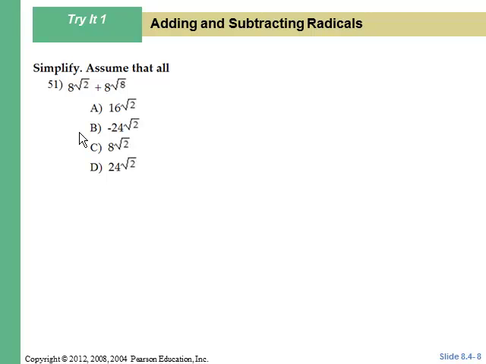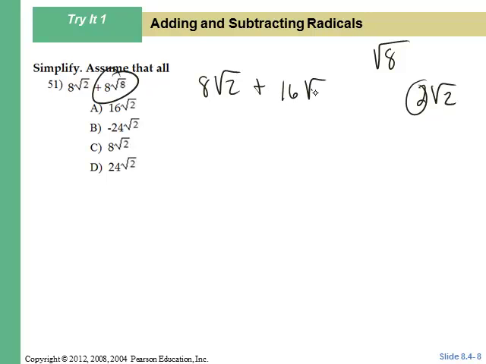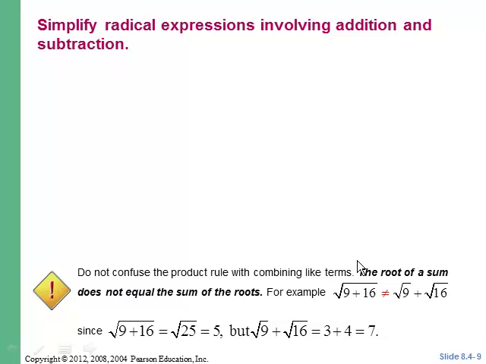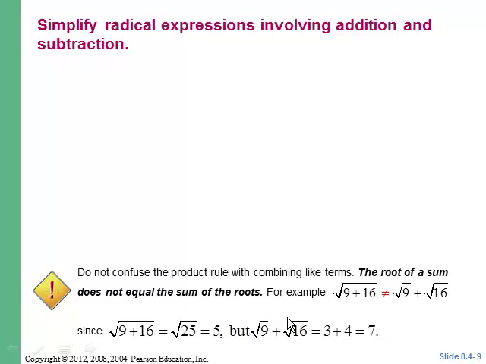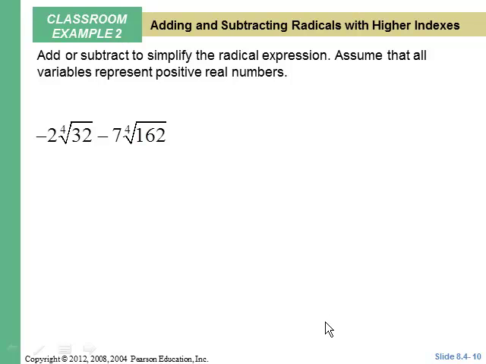Okay, so you do this one. Now, the square root of 8 is 2 root of 2, but there's already an 8 out front, so that makes this 8 root of 2 plus, and then this part becomes 16 root of 2, which is 24 root of 2. Remember, there's a difference between root of 9 plus the root of 16 and the root of 9 plus 16.